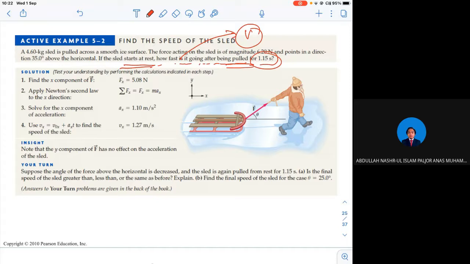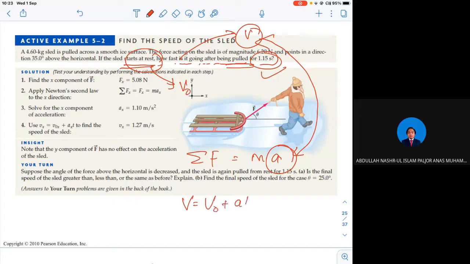Okay, but we need to see how it relates to the force, because when we try to deal with force, it involves ma. So this is where you can see how the relations of force can be discussed through the equations of motion. From A we can get V, because the time is given here, and V naught is also given here. So we can use V equals V naught plus AT.